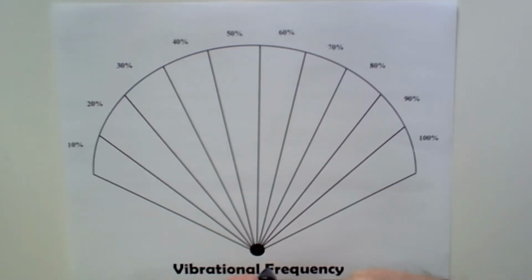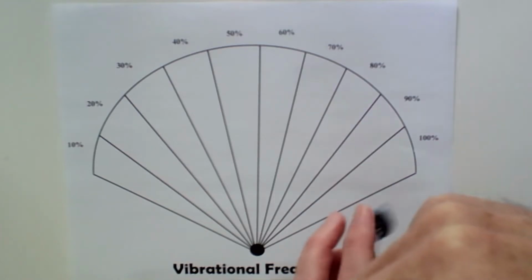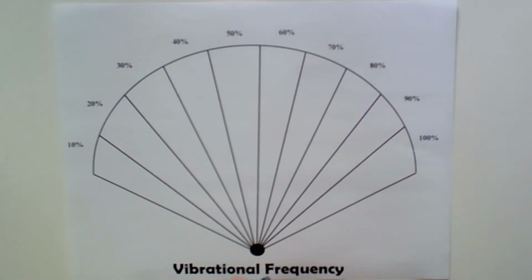And then we're going to stop the pendulum and get it moving in this direction and say, this is the direction that represents a high vibrational frequency. This is the direction that represents a high vibrational frequency. And then we're going to stop. Now we want to test it to make sure. I'm going to ask the pendulum to show me the direction that represents a low vibrational frequency.